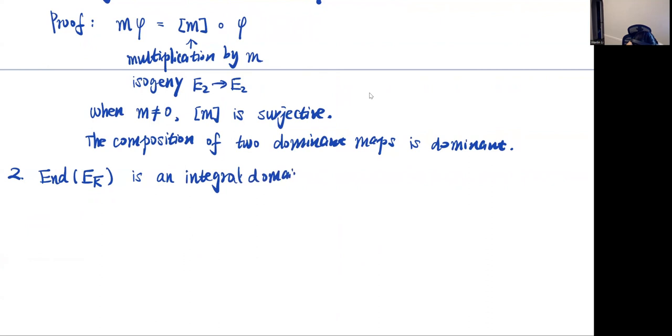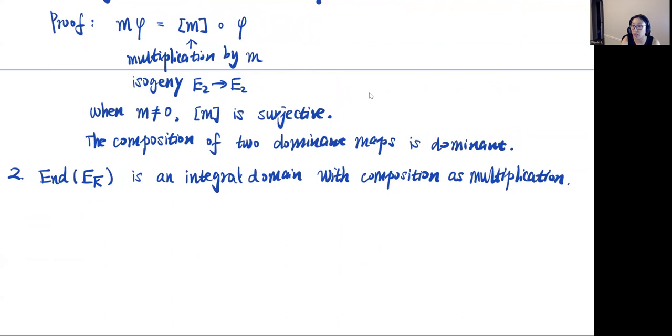Is composition being multiplication? Composition as a multiplication, so it forms a ring, and it is an integral domain. The reason is exactly the same as our previous proof: there are no zero divisors. If you compose two dominant maps, it's still dominant. You will never get the trivial isogeny, which shrinks the whole curve to a single point.